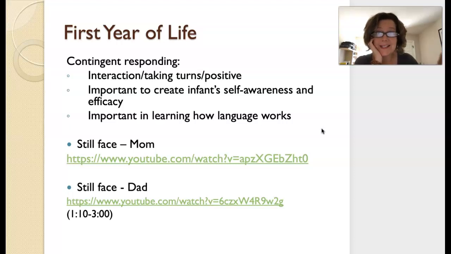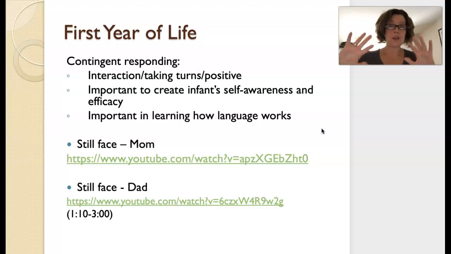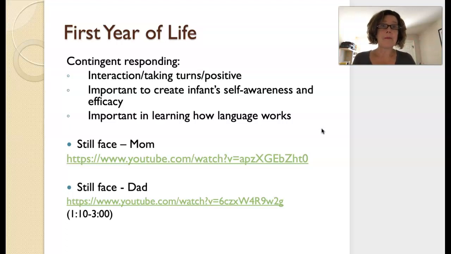Basically, this is showing that the parent or caregiver and the child have this communication ability going on, and what happens when the mom just still faces and doesn't give any expression to the child. I want you to watch this. It's kind of sad, but it's really interesting to show how important this interaction, this contingent responding, is. Then, to show that it's not just moms, look at the still face dad, one from 1:10 to 3, and be ready to discuss what you think is happening in this experiment.